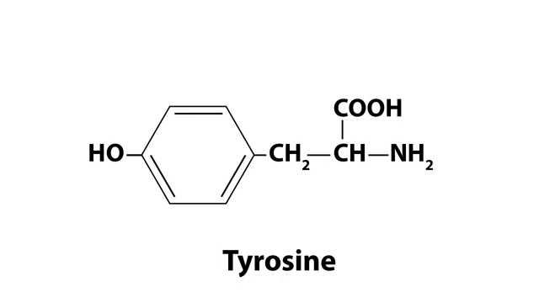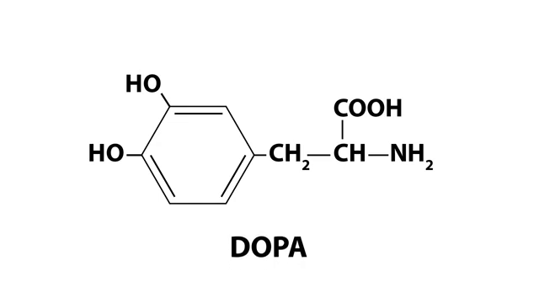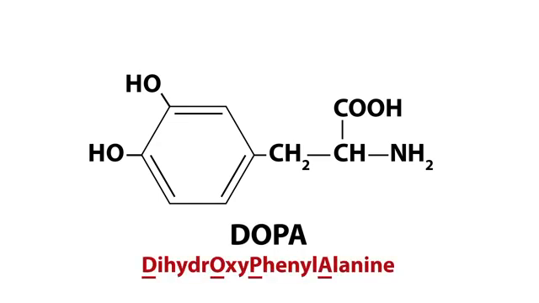So you've converted phenylalanine to tyrosine. Then the next enzyme is tyrosine hydroxylase, which adds another hydroxyl group to make DOPA. This also uses BH4. Now, DOPA stands for dihydroxyphenylalanine. So we started with phenylalanine, we added two hydroxy groups to get dihydroxyphenylalanine, or DOPA.